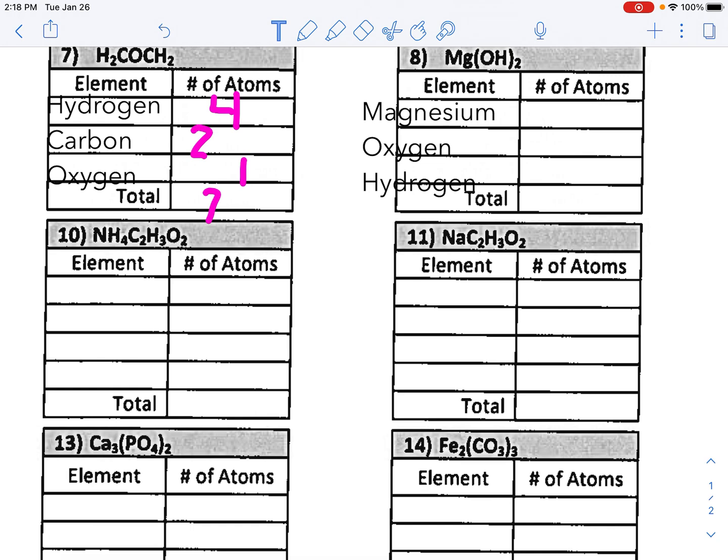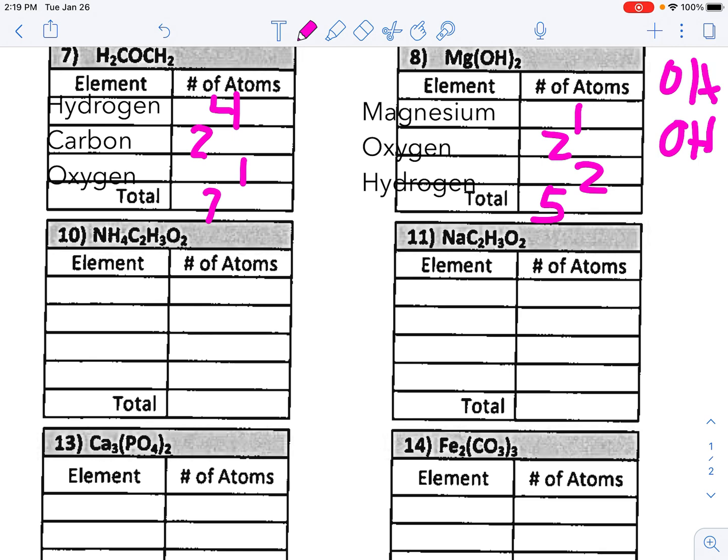So when I count my atoms, for magnesium, there's no subscript, so it's going to be a 1. But that OH, I actually have 2 of them. So I have OH and I have OH. What I'm really doing is multiplying: 1 times 2 gives me 2 oxygen, 1 times 2 gives me 2 hydrogen. And I point it out that way because I'm going to have a total of 5.